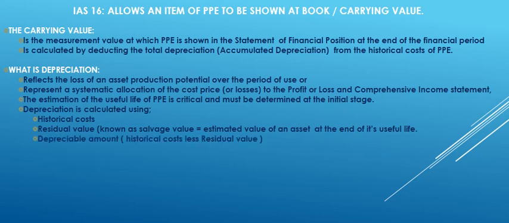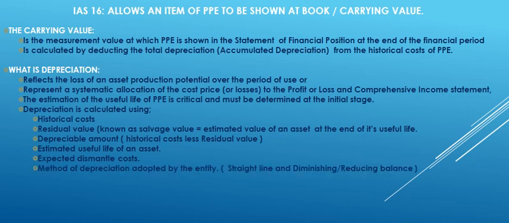The depreciable amount is calculated as historical costs less residual value, the estimated useful life of an asset, the expected dismantling cost that will be incurred at the end of the useful life of PPE, and the method of depreciation that will be adopted by the entity. For our scope of work, we will be looking at the straight line and the diminishing or reducing balance method.